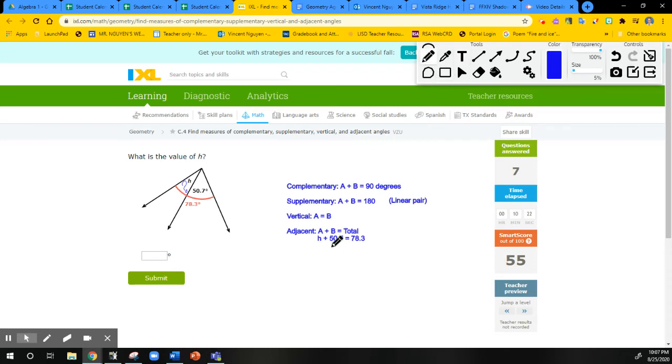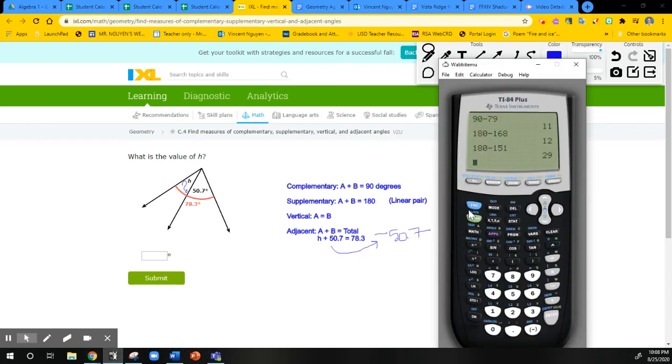Okay, and then what you want to do is you want to solve for h. So if you solve for h, you're going to move this over here by subtracting 50.7, right? You're subtracting 50.7. So you go to your calculator and you do 78.3 minus 50.7. And what you're missing is 27.6.